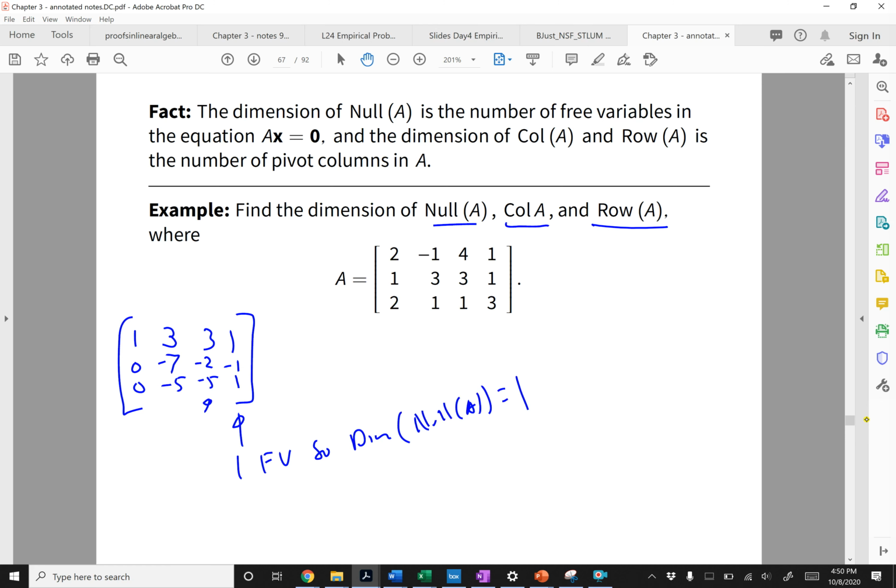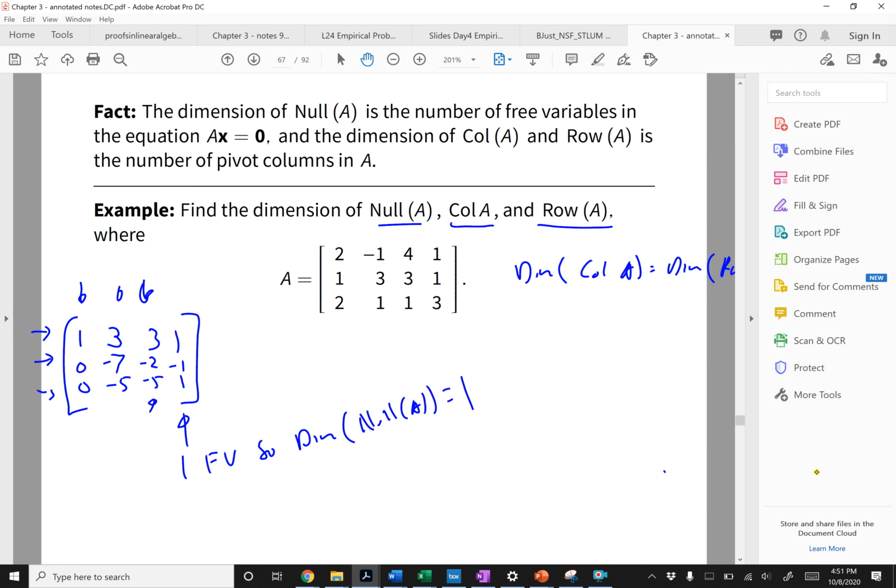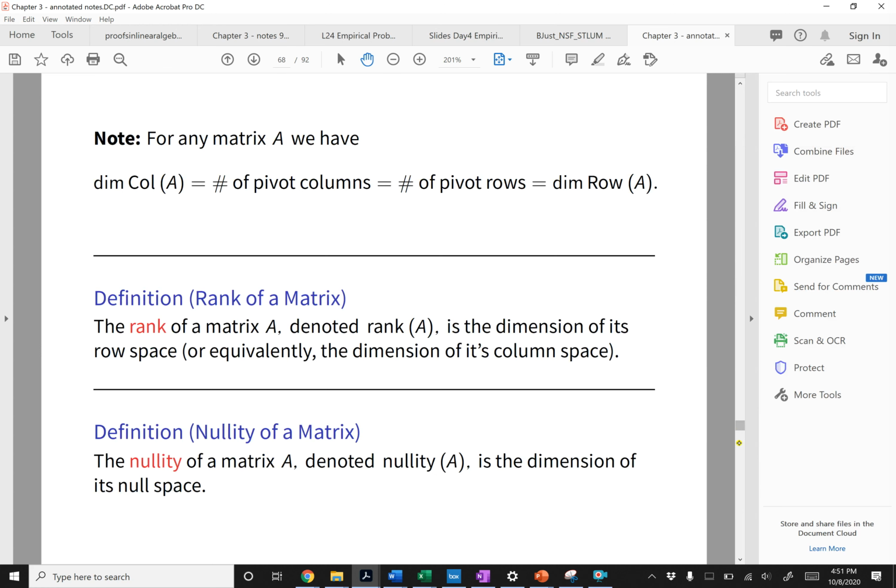And what about the column and row? Well, they're both the same. I've got three pivot columns. Every pivot column gives me a pivot row. So they're going to both be 3. So the dimension of the column space of A equals the dimension of the row space of A, which equals 3. And I think that's the next theorem right here.